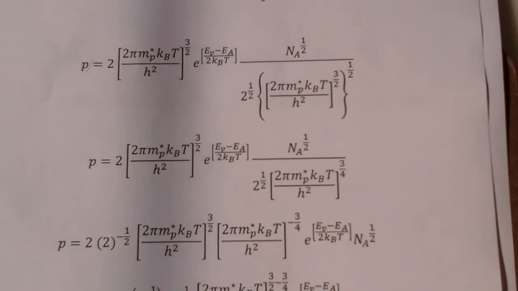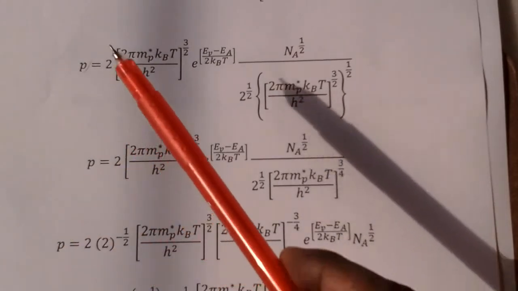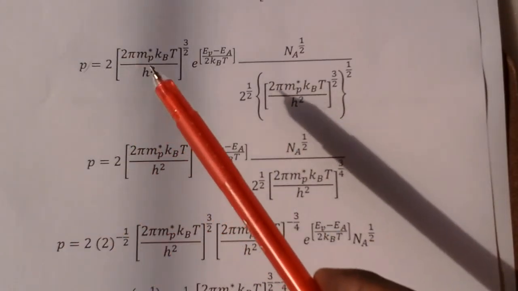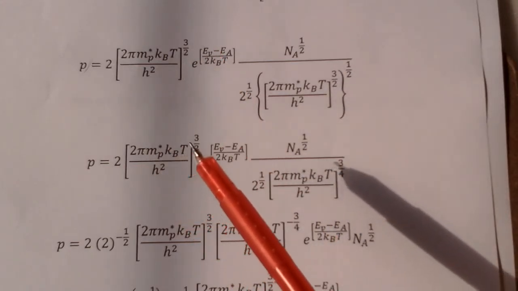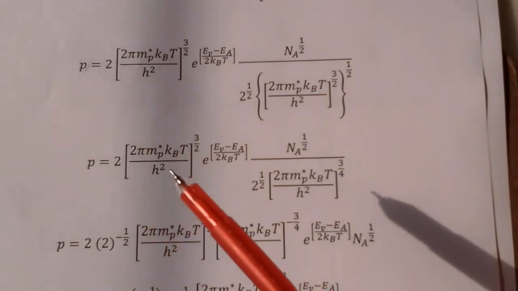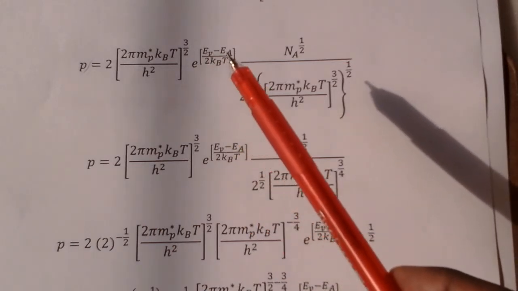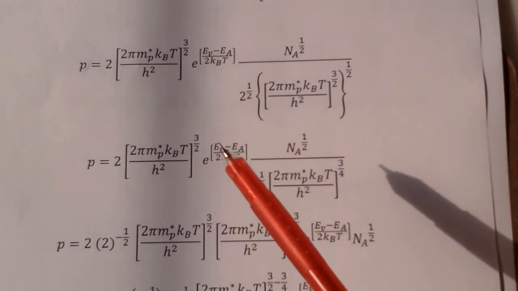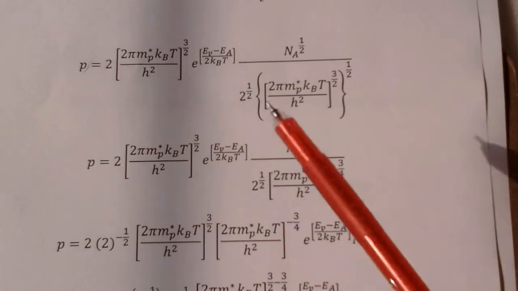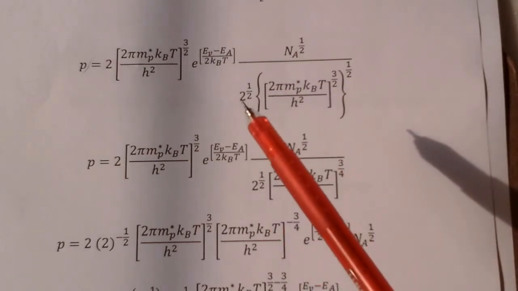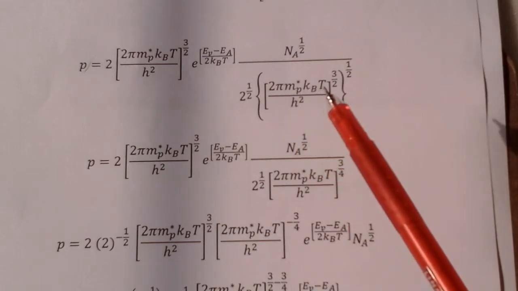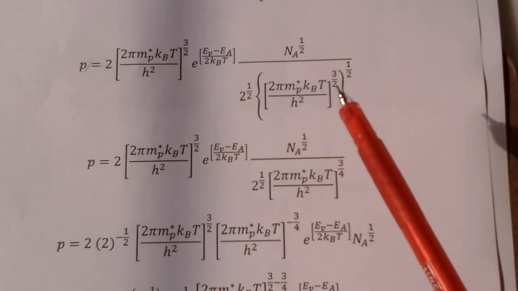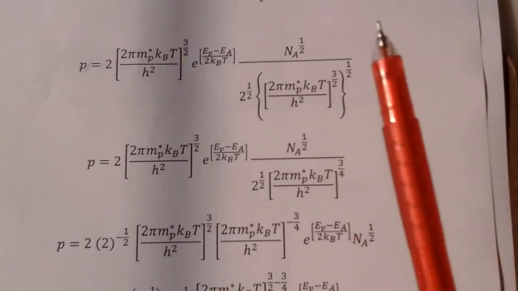Now if I write carefully, what's happening? P = 2 pi mp star kBT by h square, whole power 3 by 2, into e power (Ev minus Ea) by 2 kBT, into Na power 1 by 2, 2 power 1 by 2, 2 mp star kBT by h square whole power 3 by 2 into 3 by 2, what? 1 by 2, 3 by 2 into 1 by 2, 3 by 4 it happens.